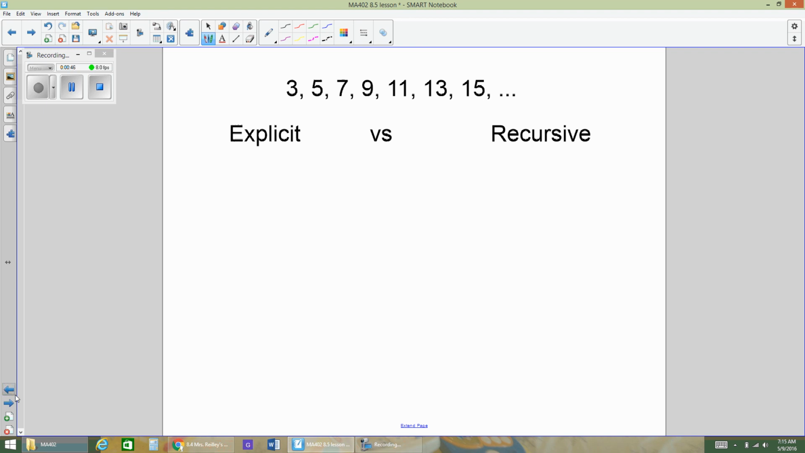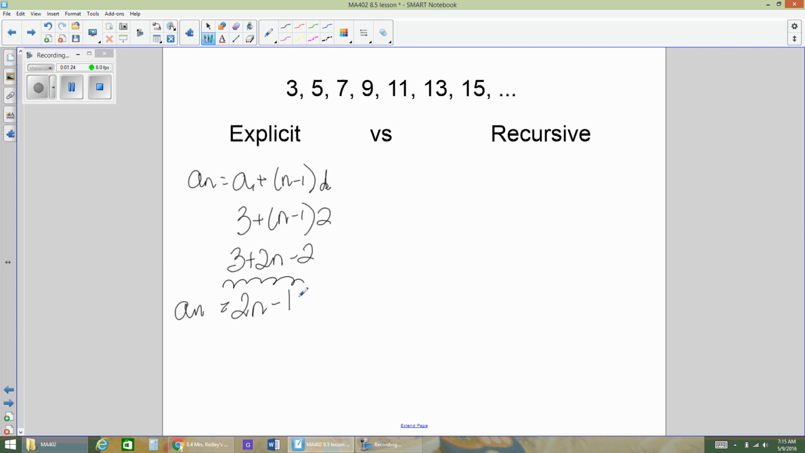So we've been doing something called an explicit formula. And if you remember what that was, it was a sub n equals the first term plus n minus 1 times the d, the common difference. And so for this one, the first term was 3, n minus 1, and then the common difference was 2 every time, which means it's 3 plus 2n minus 2, which is 2n plus 1.